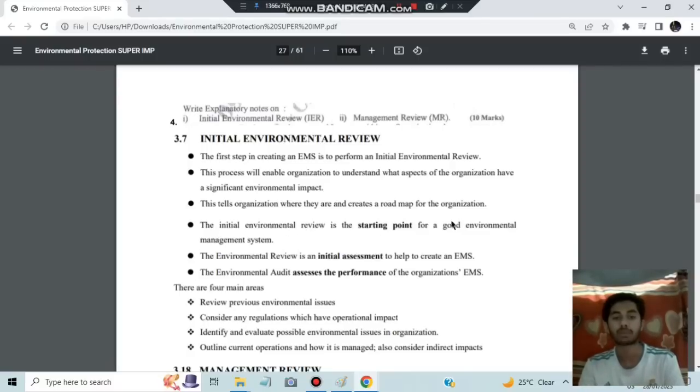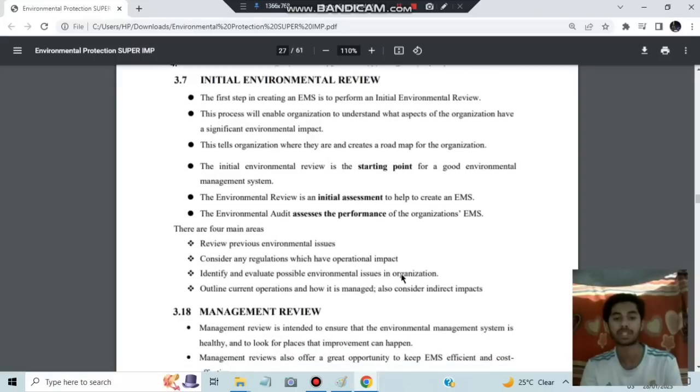It is the starting point for a good environment, and it is an initial assessment, and audit is the assessment. Initial assessment is the reviewing. Audit means documenting what all you got to know. Okay, so there are four main areas: review, consider any regulations, identify and evaluate possible environmental issues, and outline the current operations and how they are managed.